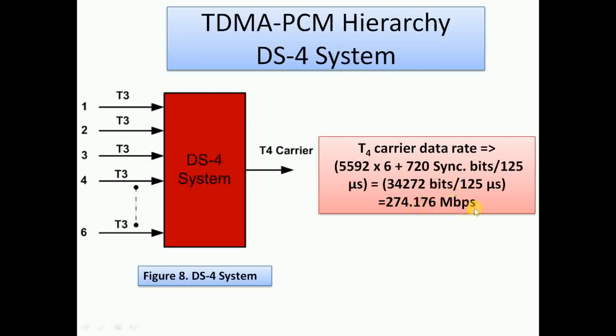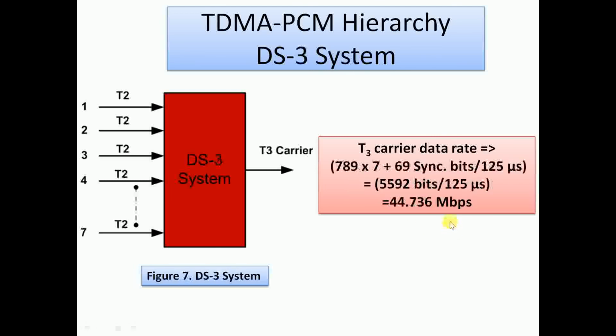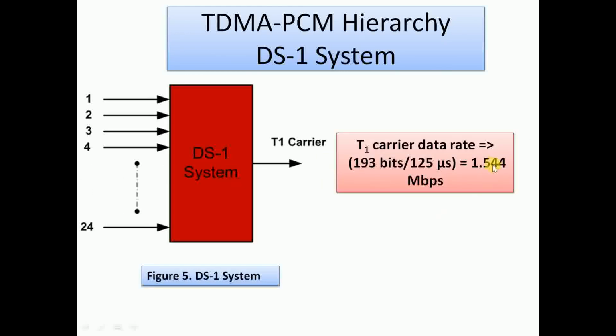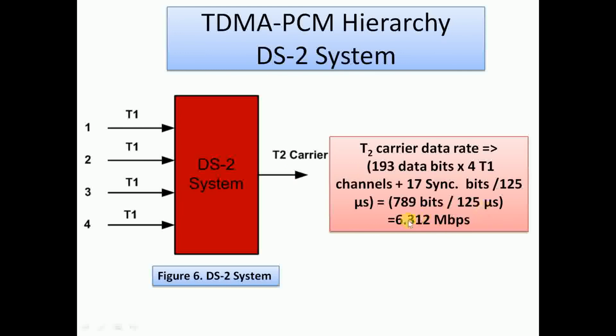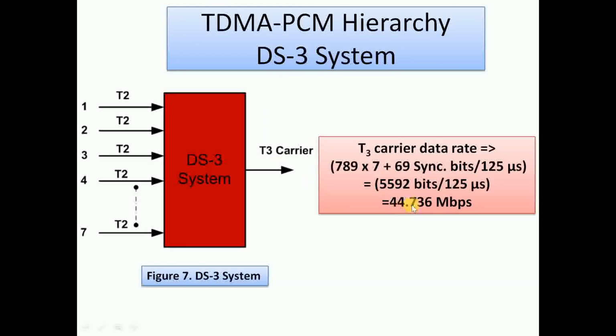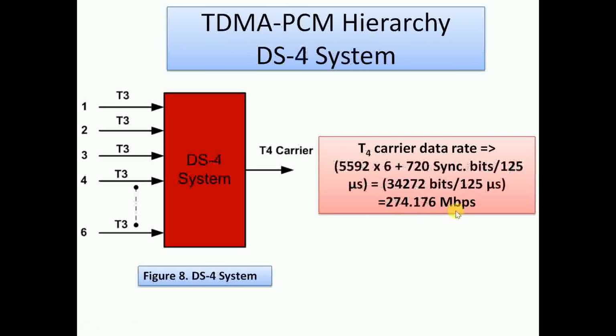274.176 megabits per second. You can compare: in T1 we have 1.544 megabits per second, in T2 we have 6.312 megabits per second, in T3 we have 44.736 megabits per second, and finally in the T4 carrier we have transmission of 274.176 megabits per second.